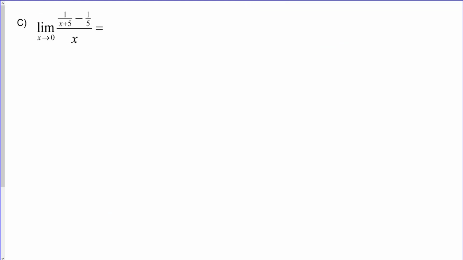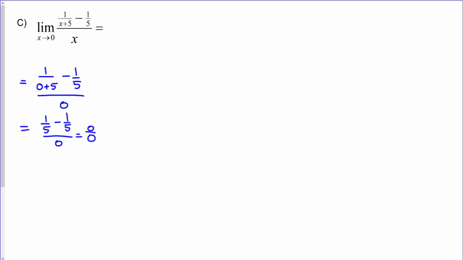Next, we have an example of the limit as x approaches 0 of 1 divided by x plus 5 minus 1/5, all over x. First thing we should always begin with is seeing if we plug in the limit value, if we get a result. So this would be 1 over 0 plus 5 minus 1/5, divided by 0. So that's 1/5 minus 1/5 divided by 0, which results in 0 divided by 0. So that tells me that there's probably some algebra that I can do.